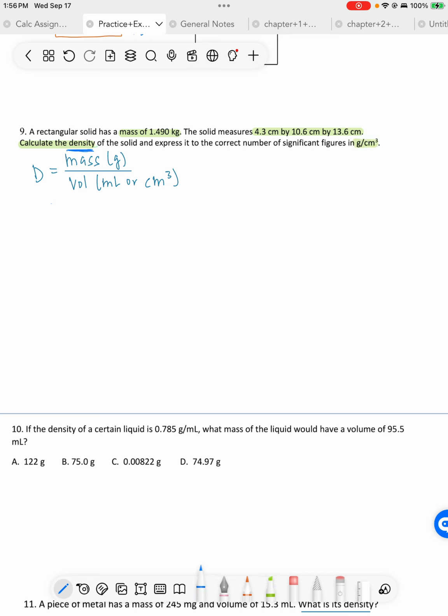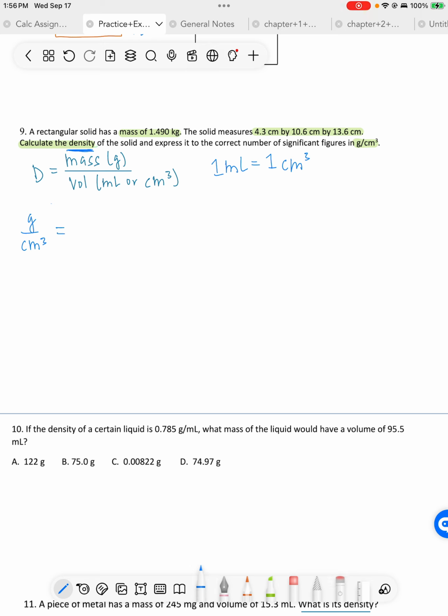So I've written here our equation for density, which is mass in grams over volume in milliliters or centimeters cubed, because we know that 1 milliliter is equal to 1 centimeter cubed. All right, so we begin by writing what units we need on the left side of our equal sign. So we're looking for density in grams per centimeters cubed, because the question tells us right here that we want the density in grams per centimeters cubed. So that's what we're looking for.